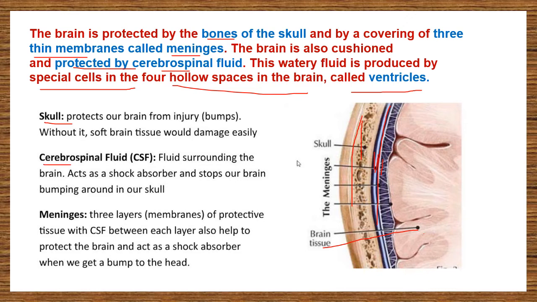And what does this CSF, cerebrospinal fluid, do? Actually, this fluid surrounding the brain acts as a shock absorber and stops our brain from bumping around in our skull. Meninges means layers. These layers are the protective layers, and between each layer the CSF, cerebrospinal fluid, is there, and it helps to protect the brain and acts as a shock absorber if we get a bump to the head. So this is the natural way we can protect our brain.